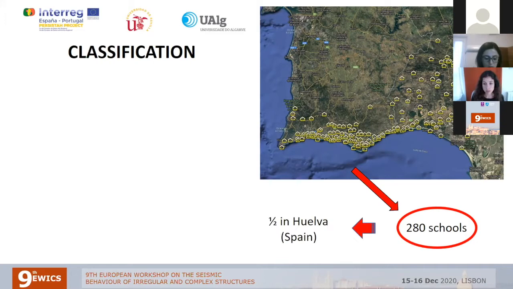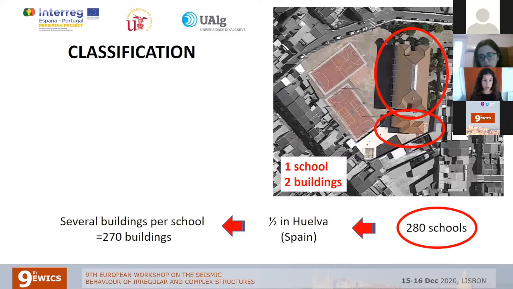in Huelva, in the Spanish province, and that's more or less half of the population that we have studied. What I'm going to do is walk you through the classification work that we have done in order to identify the object of study for the second part of my talk, which is about irregularities. Okay, so starting from those more or less 140 schools in the province of Huelva, the first thing that I have to say is that for each school, there are several buildings. One school, two buildings, three buildings, even six buildings. That makes a total of 270 buildings studied in this classification, okay?